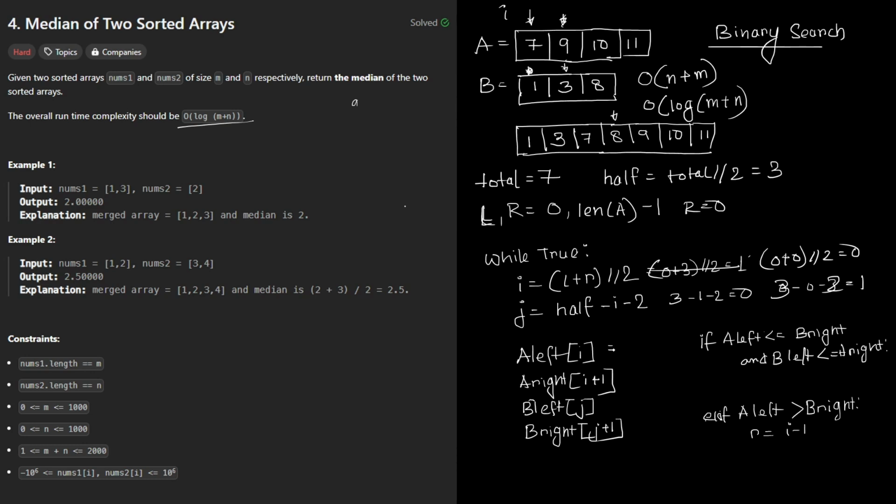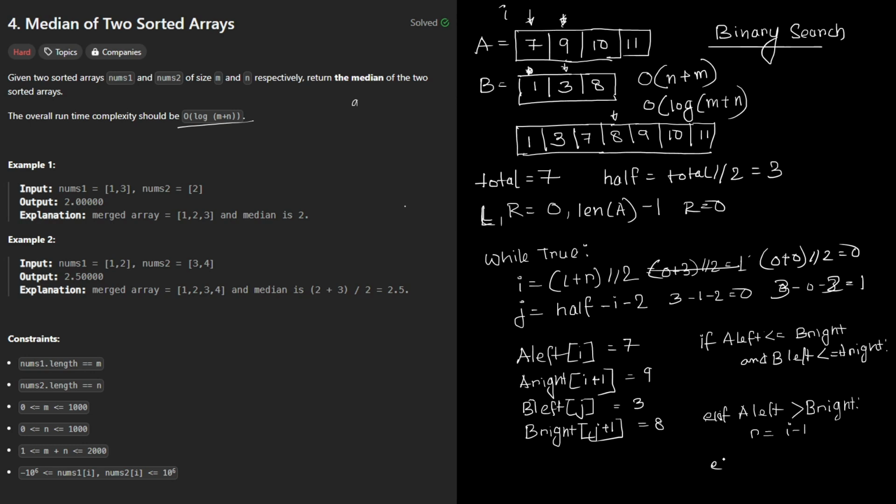Now our current value of A left is going to be 7. A right is going to be 9. B left is going to be 3 and B right is going to be 8 currently. So now if I look into it, our A left value is less than B right. B right is 8, so 7 is less than 8. And B left, which is 3, is less than A of right, which is 9. So we got our value.